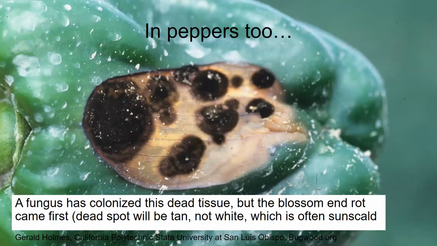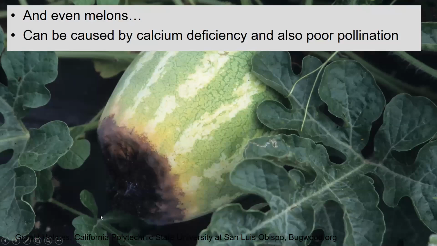It can happen in peppers, and this is what you'll kind of see on your peppers there. And it can happen on melons. You'll see it on there. It can be poor pollination also in melons.